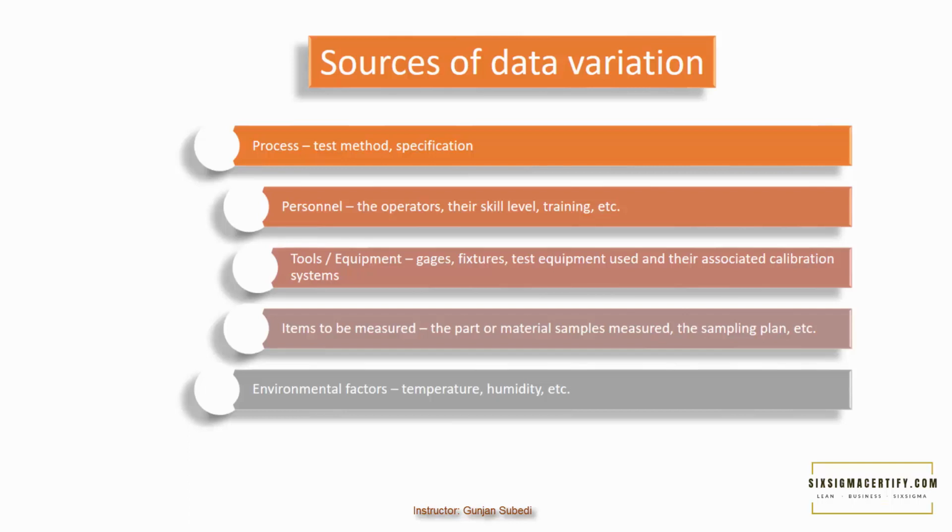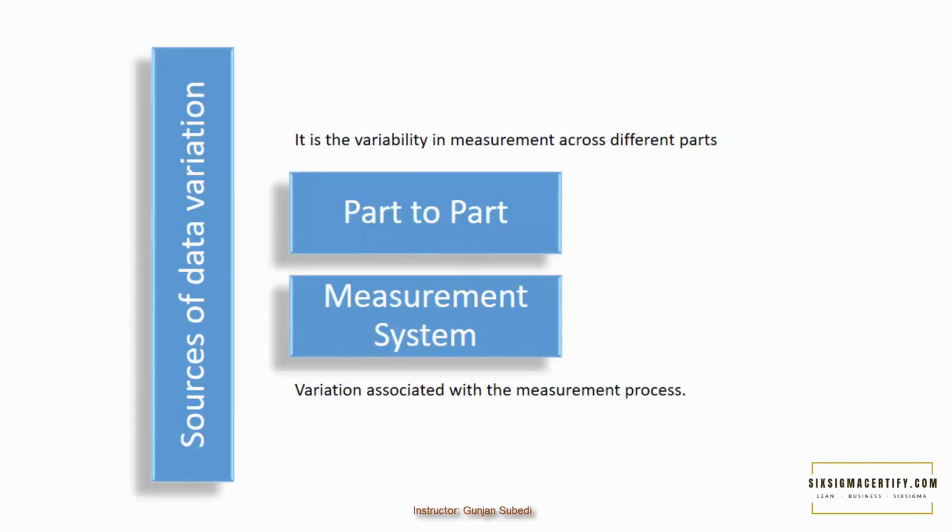Variation could also be because of the items to be measured, the part of material sampled to measure. It could also be because of the sampling plan. And there could be environmental factors such as temperature and humidity as a source of variation. Most measurement system analysis activities examine two primary sources of variation: the parts and measurement of those parts. Part-to-part variation is the variability in the measurement across different parts. Measurement system variation is the variation associated with the measurement process.